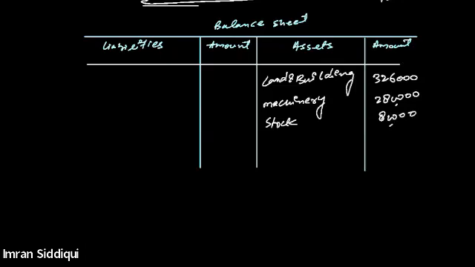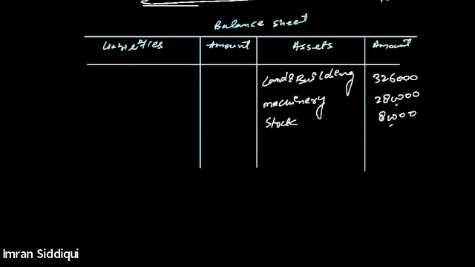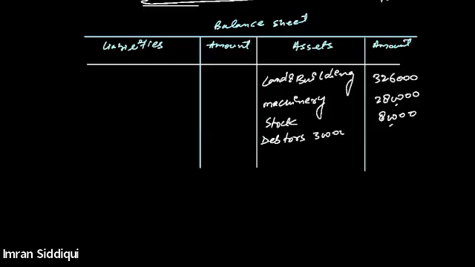We'll also take the value of the debtors into consideration. Debtors will be reduced by 15,000, since the provision was made for 15,000. So 3 lakh minus the provision for doubtful debts of 15,000 gives 2,85,000 as the value of the debtors. Got it, everyone? Is this clear? Yes, sir.